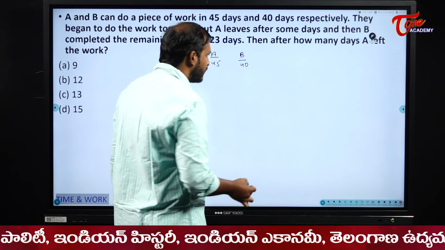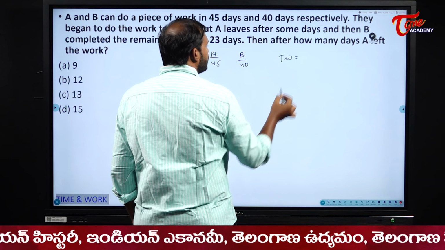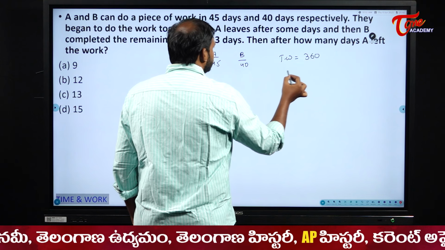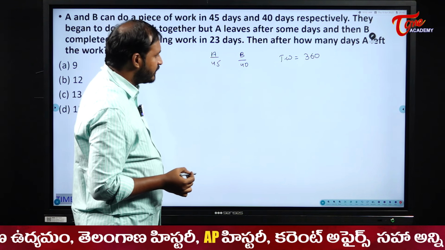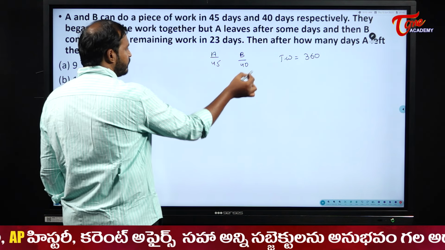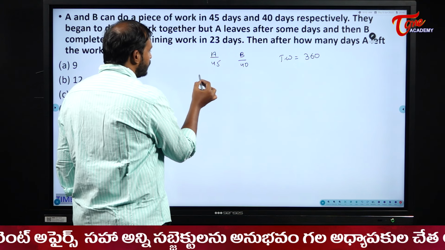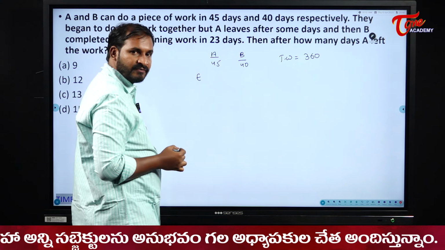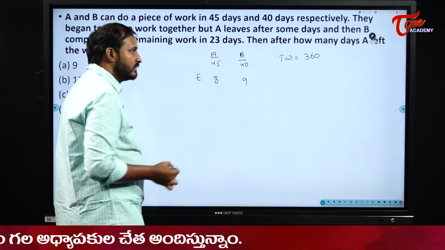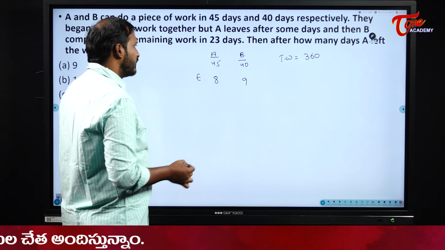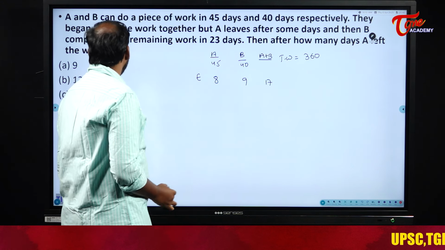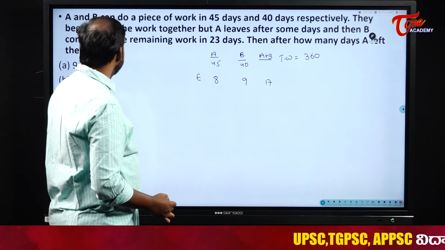Okay, 40 and 45. What is the LCM? Total work will become 360, right? LCM of 40 and 45 will become 360. So now please solve this one. Efficiency of A, 360 by 45, becomes 8. Efficiency of B, 360 by 40, becomes 9. Now A and B together efficiency will become 17, right?